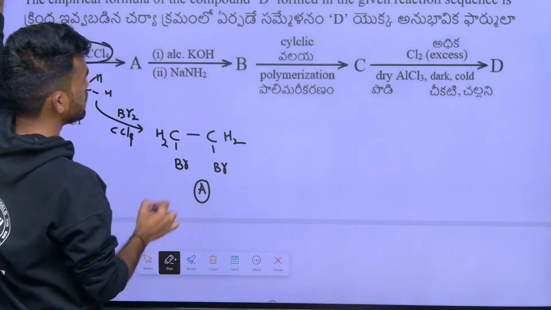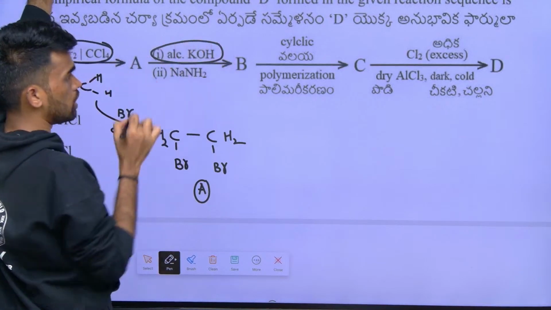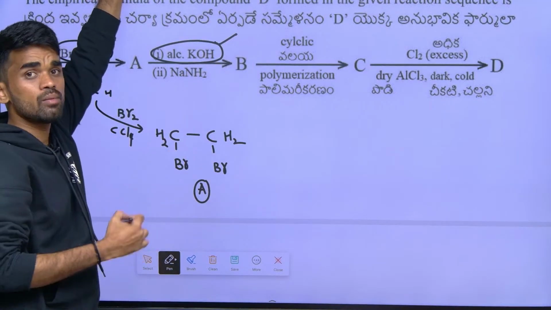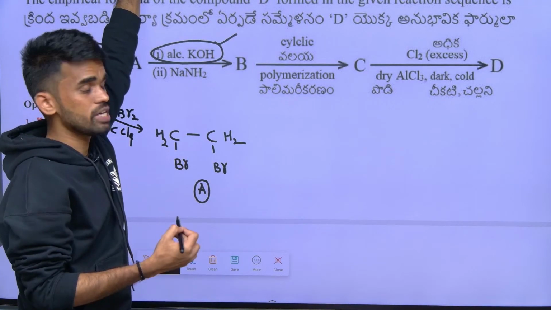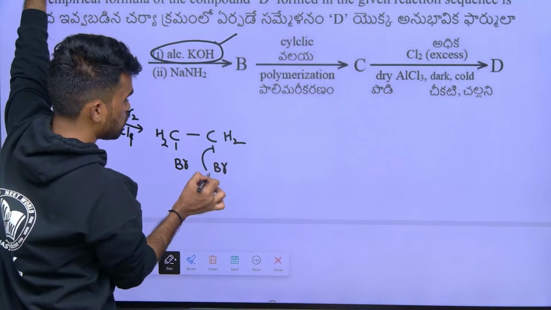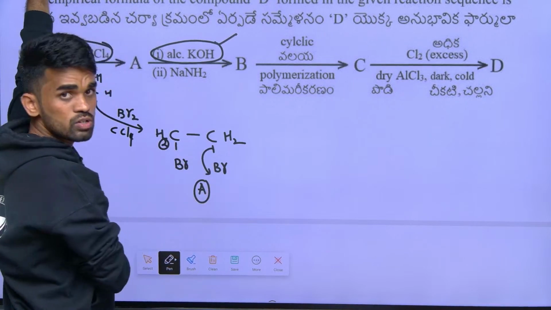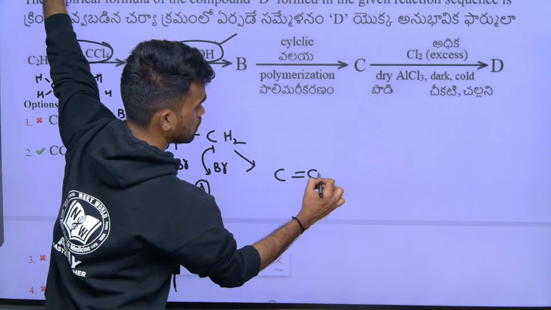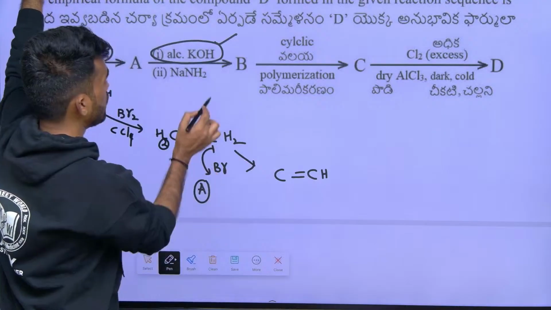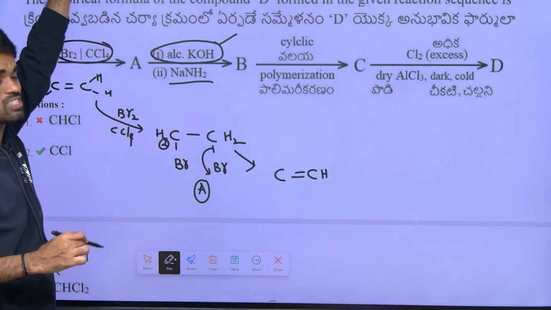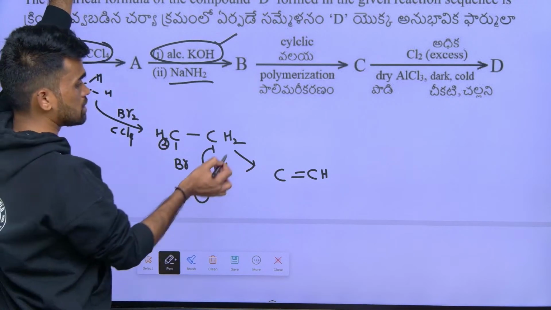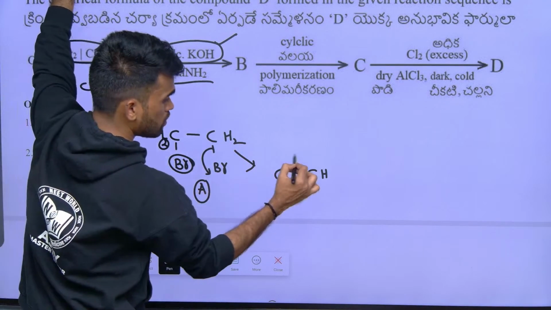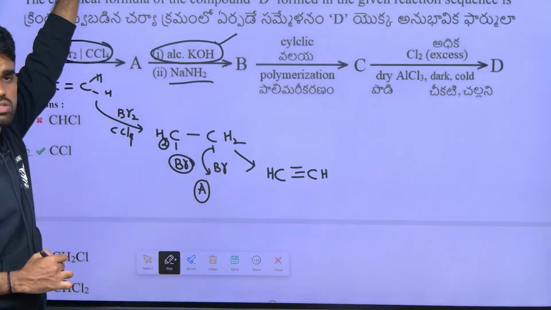To this we are adding alcoholic KOH. The purpose of this is that it will show an elimination reaction. One bromine goes along with one hydrogen from the beta position and forms an alkene like this. After this, we have NaNH2, which is a strong base. It will also take one more proton from here and Br minus from here and form a triple bond, that is ethyne.